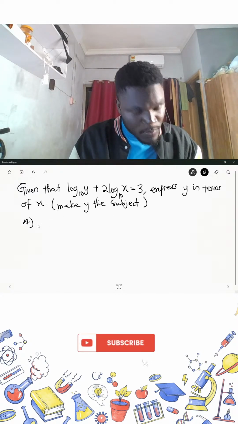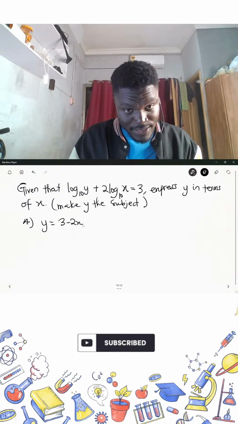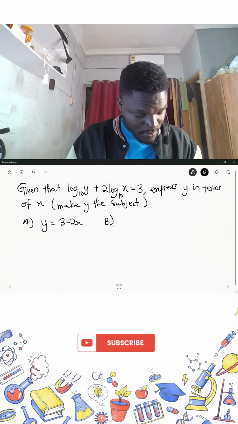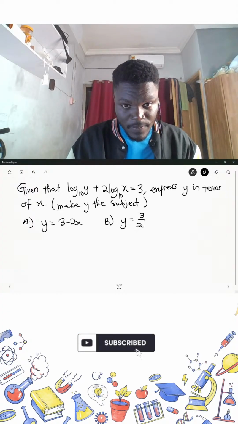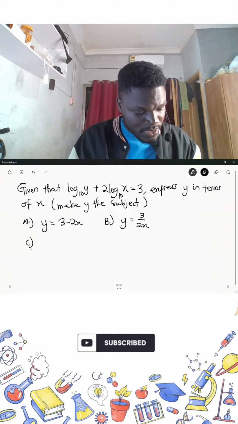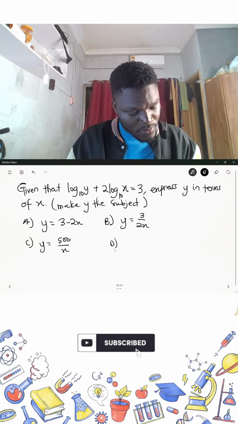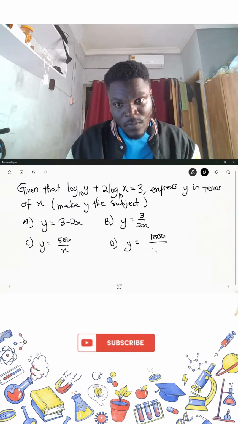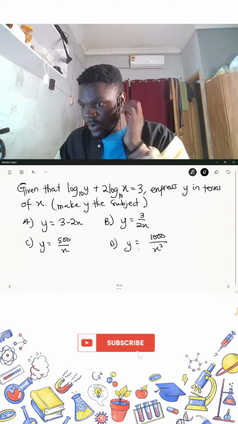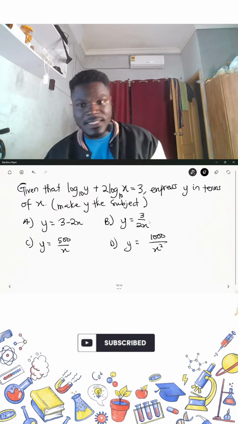So we have here the possible options: A, y is equal to 3 minus 2x. B, y is equal to 3 over 2x. Option C, y is equal to 500 over x. And option D, y is equal to 1,000 over x squared. Are we okay? So these are the possible options we have for this particular question. Let's give it a try.